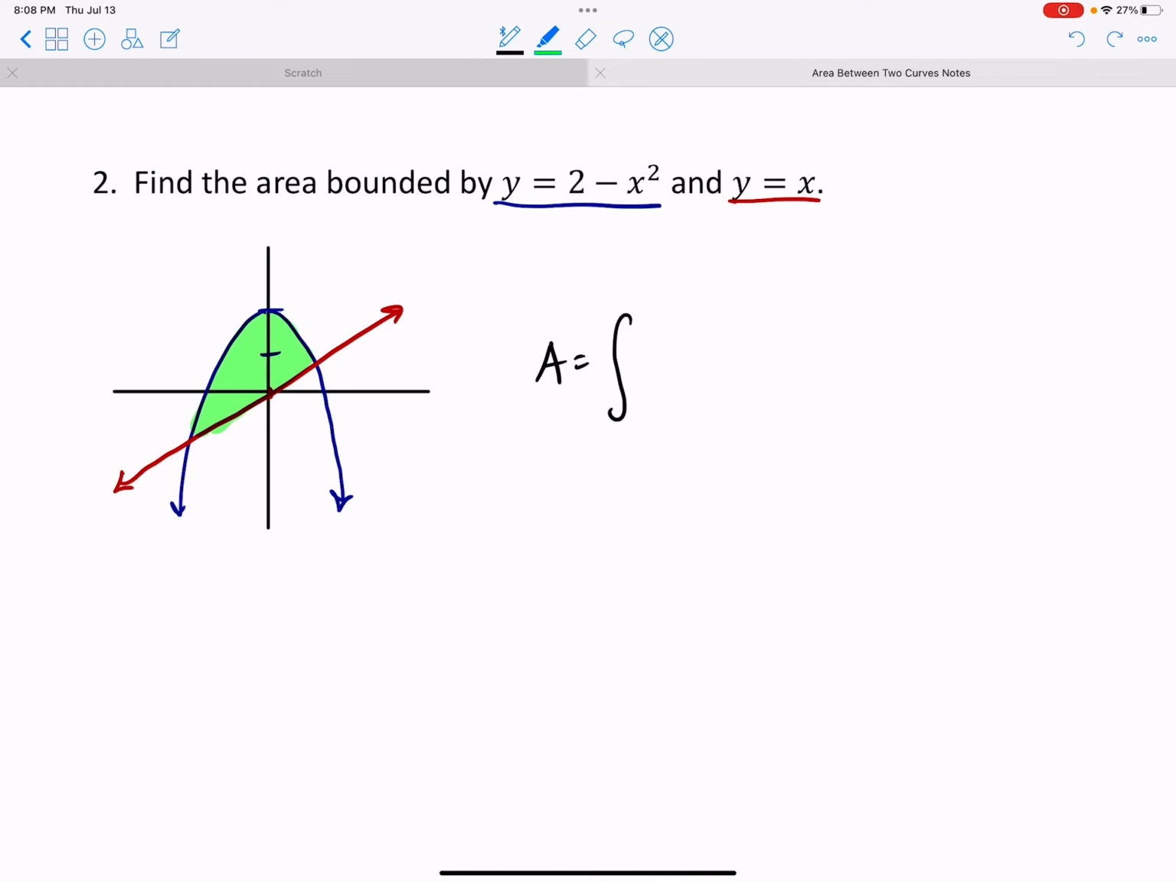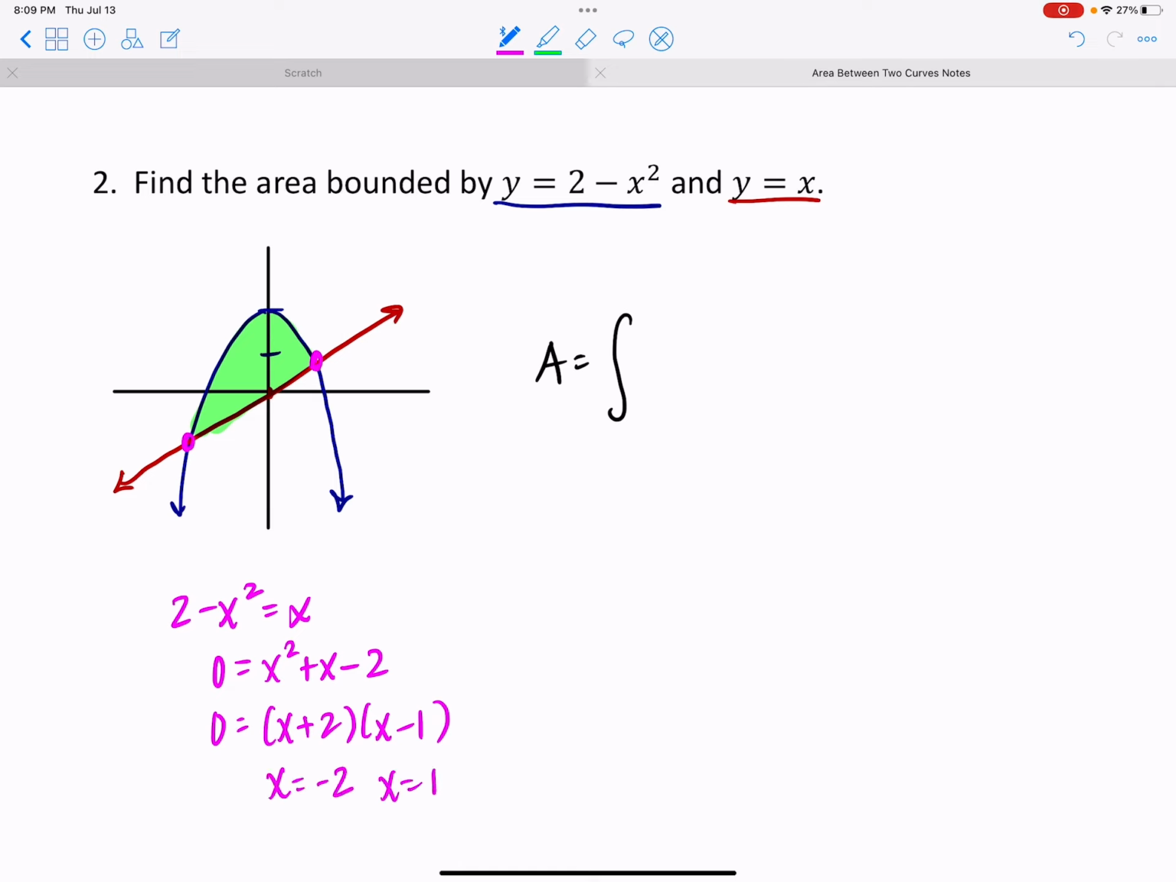So again, I could put this in Desmos and easily find those points, but you should be pretty comfortable with the algebra. What I need to find is where my parabola is equal to my line. That's where those two intersections are. So I'm going to make these two equal, do a little bit of algebra here. Where is 2 minus x squared equal to x? I'm going to add these two terms over. So I'm looking at 0 equal to a positive x squared, a positive x, and a negative 2. This factors into (x + 2)(x - 1). So x equals negative 2 and x equals positive 1.